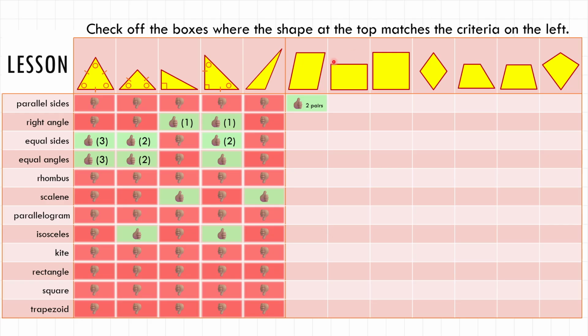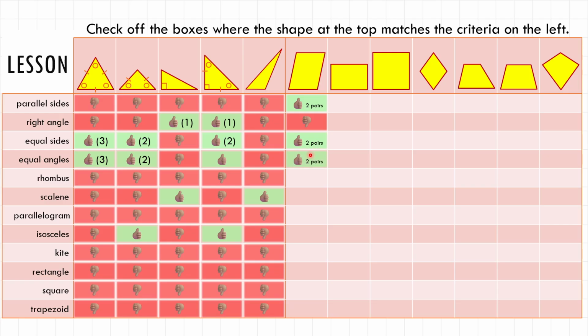Now moving on to the quadrilaterals, this one right here does have parallel sides. It has 2 pairs of parallel sides. And it doesn't have any right angles. Actually, these two sides and these two sides do look like they're equal to each other, so there are also two pairs of equal sides.